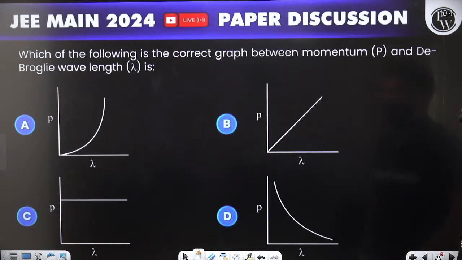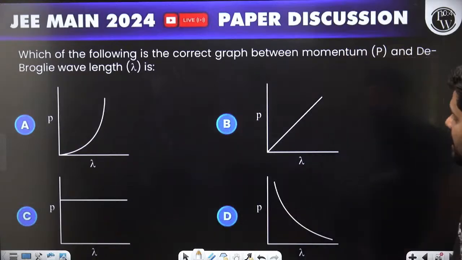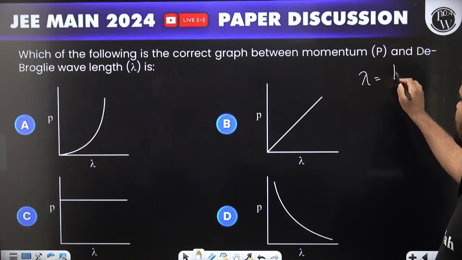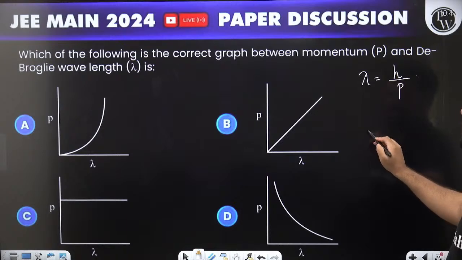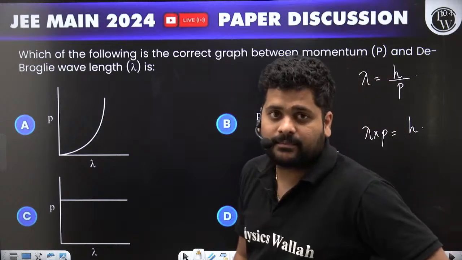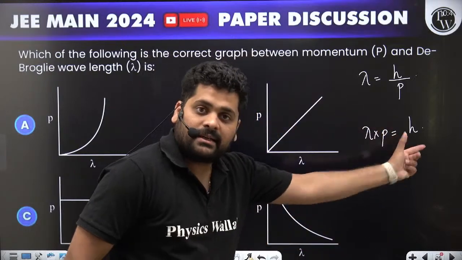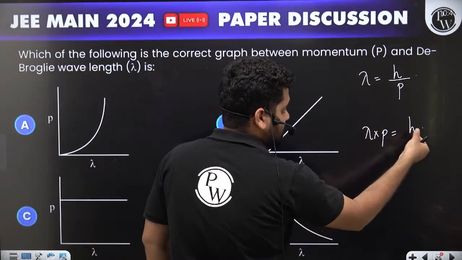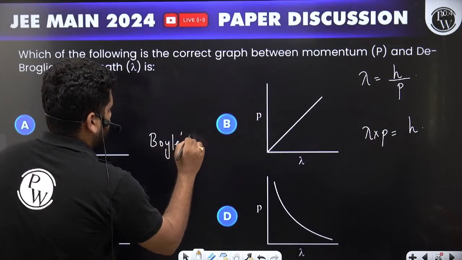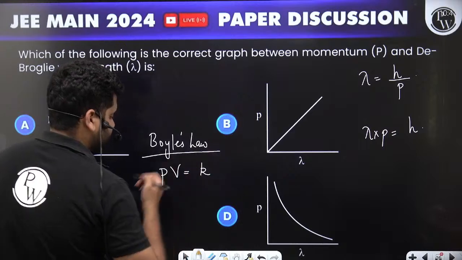After this we have: which of the following is the correct statement? Which of the following is the correct graph between momentum and de Broglie wavelength? You know the formula for lambda, right? Lambda is equal to h upon p, or I can write it as lambda into p is equal to h. What is h? Planck's constant. It means it is a constant, right? The product of two things is constant. We have learned this in Boyle's law, isn't it? In Boyle's law, the product of pressure and volume is a constant K.